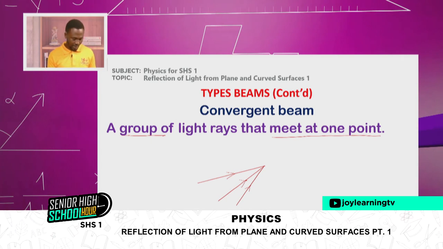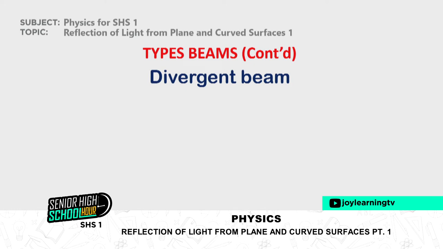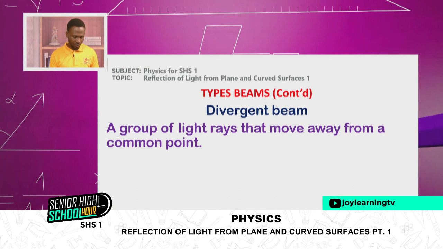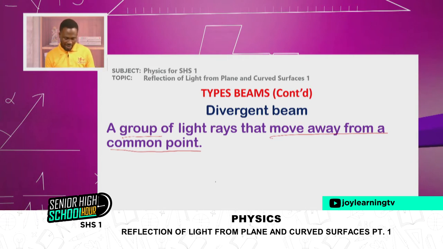Then we look at the last type. If we have a convergent beam, then we are likely to also have a divergent beam. So the next one is the divergent beam. To diverge is to move away from a common point. So if you have a group of light rays that are at a common point, but they move away from the common point, then we say they form what they call a divergent beam. The group makes them a beam, but they move away from a common point. Therefore, we say they form a divergent beam.